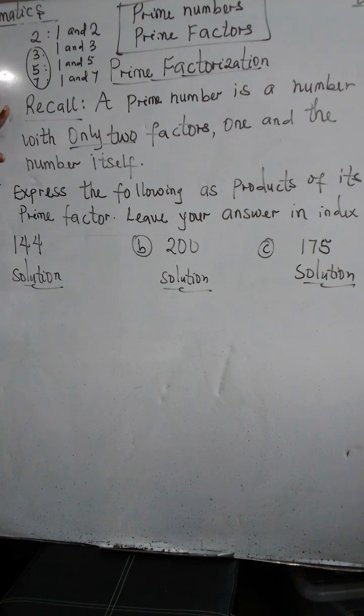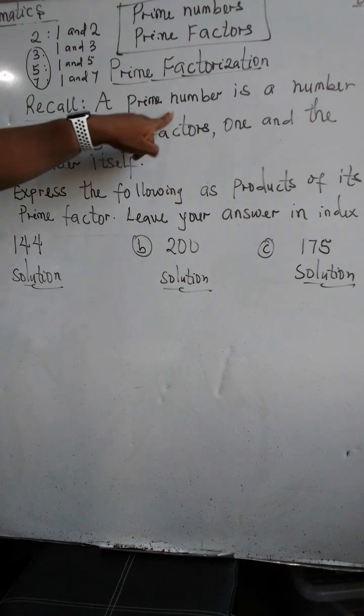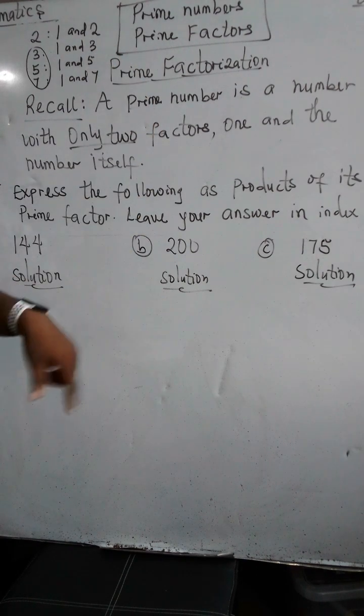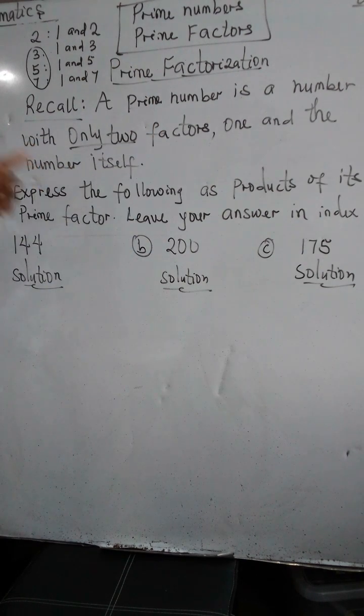Yeah. So once more, it is clear, look at the board, it is clearly written that a prime number is a number with only two factors, 1 and the number itself. If you look this way, you will find out that for number 2 here, the only factors of 2 are numbers 1 and 2. The only factors of 3, number 1 and 3. The only factors of 5, 1 and 5. The only factors of 7, 1 and 7. Right? Good. Please take note.